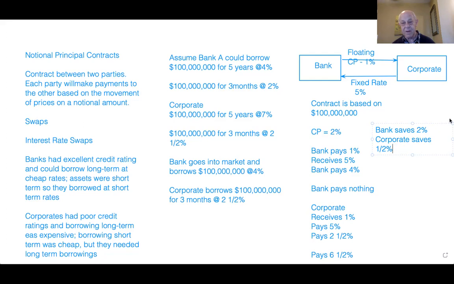So again, in order to complete this diagram, I would have the bank paying out the 4%, right, to the market. And I would have the corporate paying out 2.5% to the market.